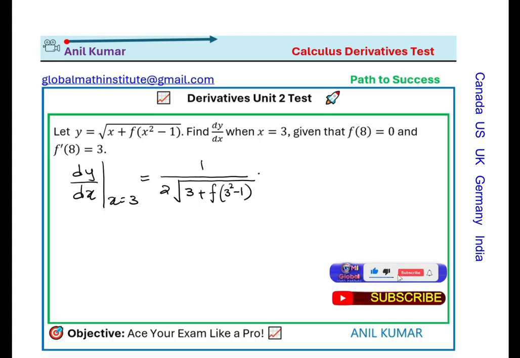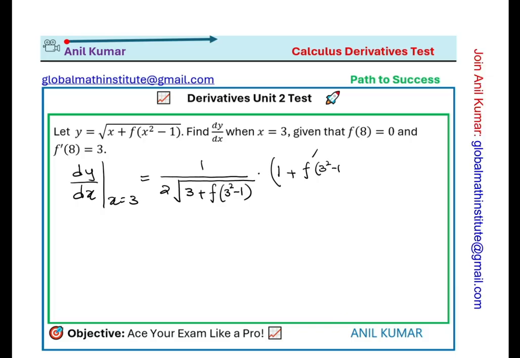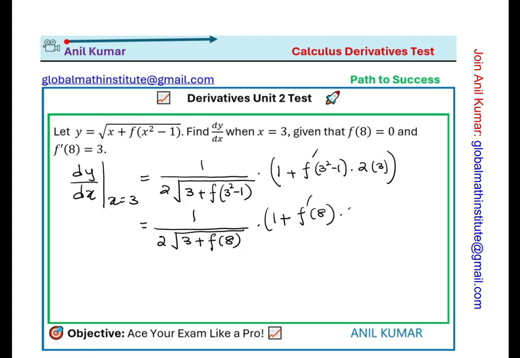Times the derivative of this function, which was 1, the derivative of this plus the derivative of x square, so we'll write 3 square minus 1 times 2 times x, which is 3, correct? This is what we had. Perfect. Easy. So we'll plug in. Now, square root of 3 plus f of 8 times 1 plus f prime of 8 times 6, correct?